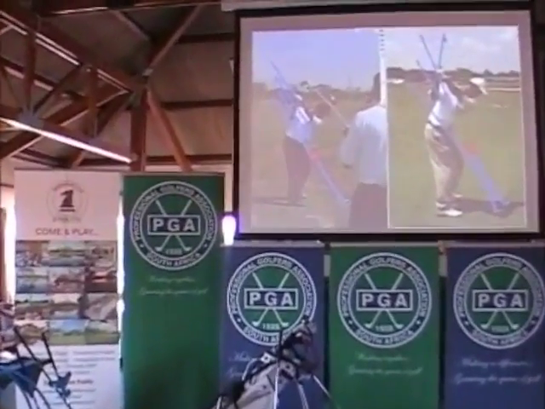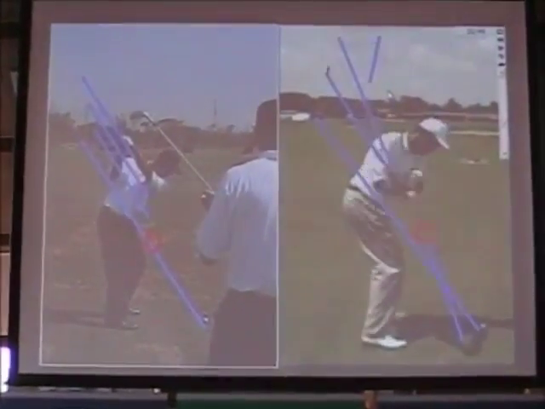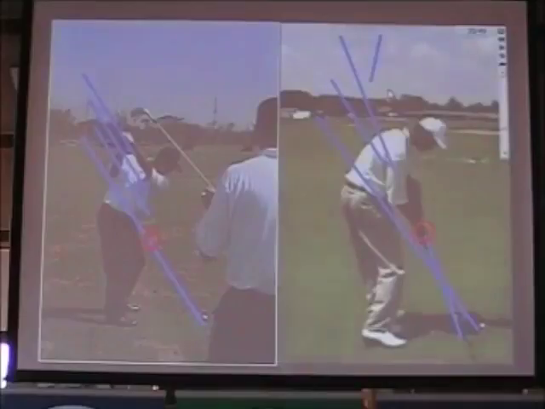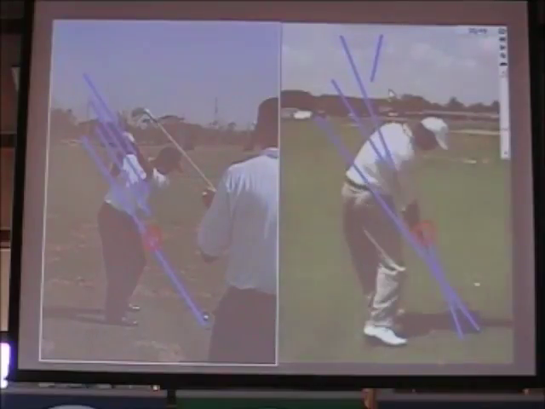So what did he want to do? He had to get away from being across the line, because that got his hands out and the club head in. So now the path of the club head was away from in, but the hands are swinging left. Look at the hands, left, left.